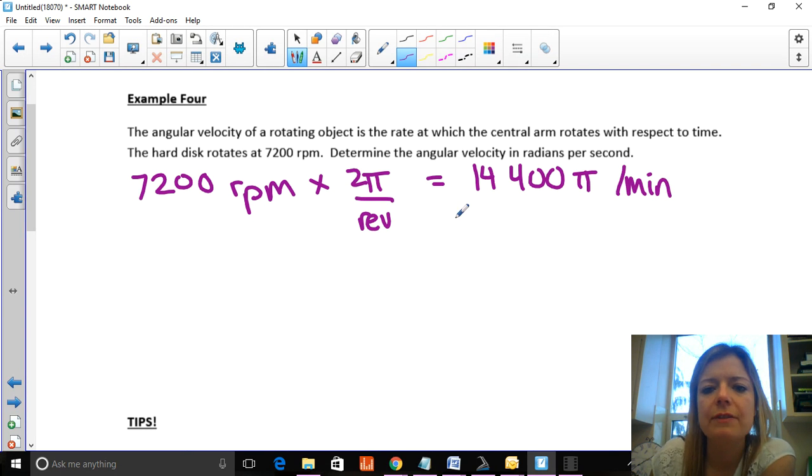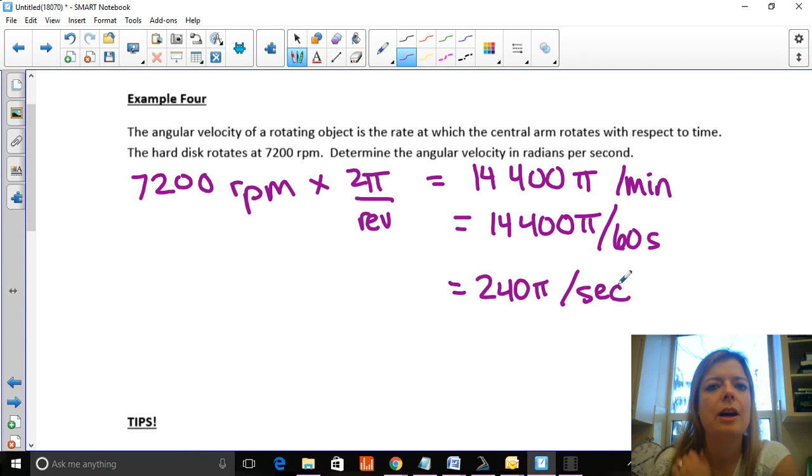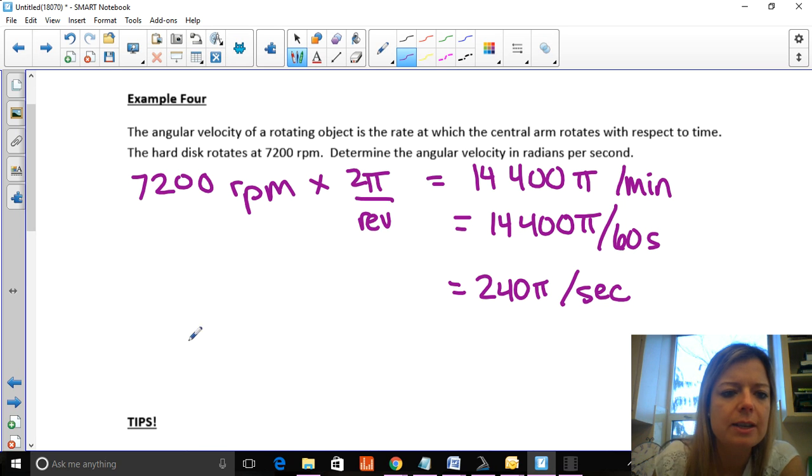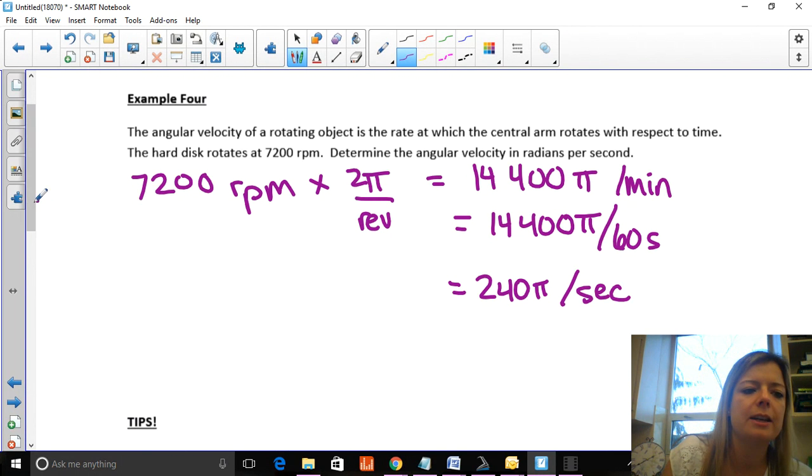Okay, so then you just have to convert that into seconds. So if you do this many every minute, to find how many you do per second, you just divide this number by 60. And you get 240 pi radians per second. Okay, so you kind of just got to think about that logically. If it's going 7,200 times a minute, it's 2 pi every time. So you get this many radians per minute, divided by 60 to figure out how many per second.